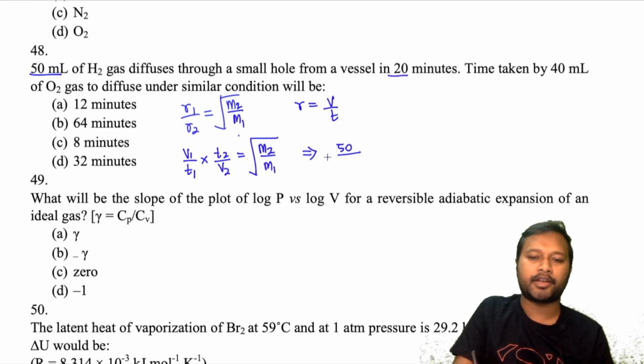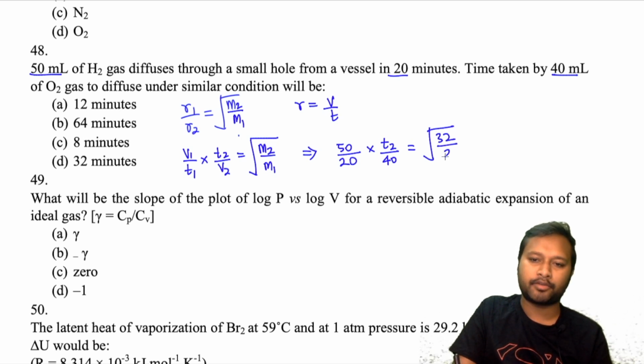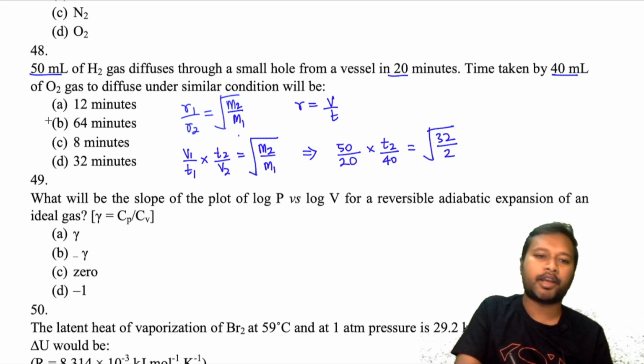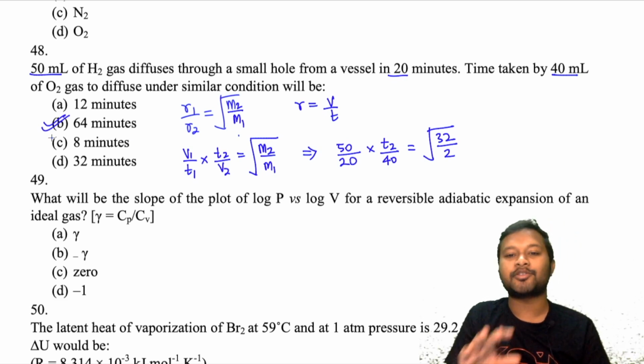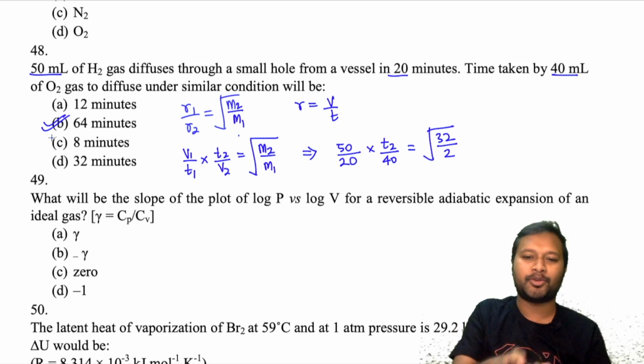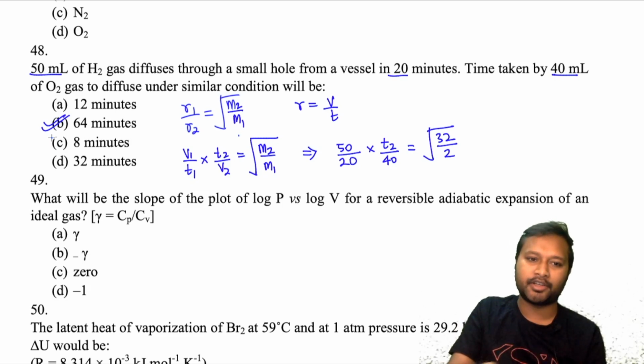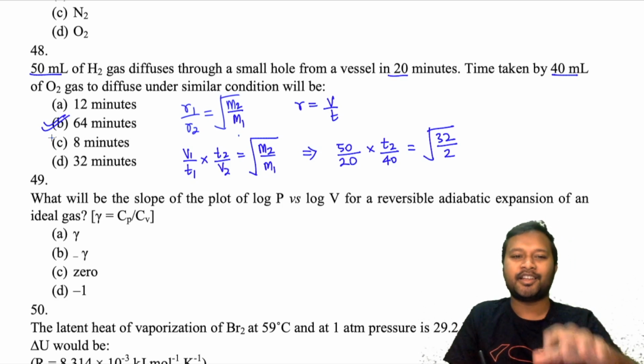V1 is the volume of H2 gas, that is 50, and T1 is the time taken, that is 20, multiplied by T2, which is what I have to calculate, divided by V2, the volume of oxygen, that is 40, and this is equal to under root of 32, the mass of O2, divided by the mass of hydrogen. Solve this out and you will get option number B as correct. You have to do the calculation part. I have done it, but you have to verify that. Let's go to the next one.